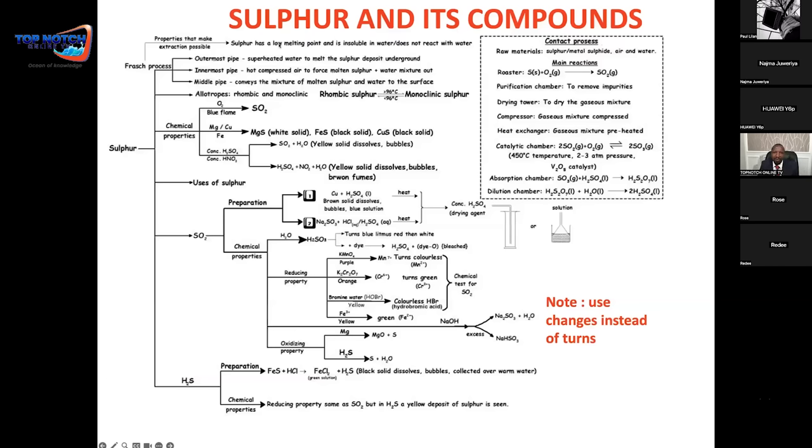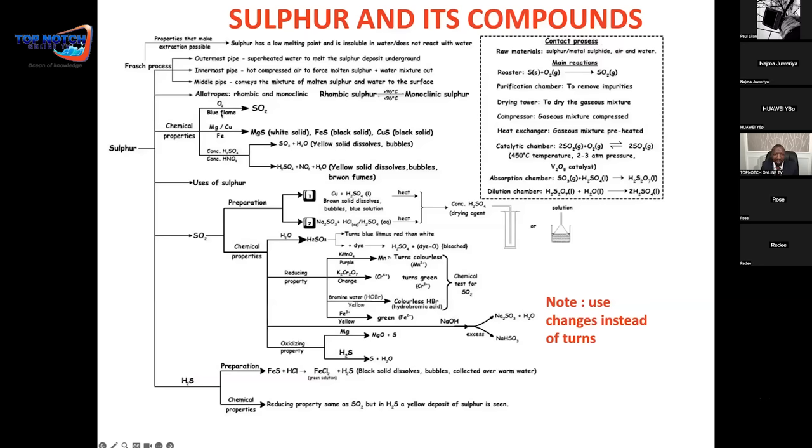And of course, we are able to separate the sulfur and water because sulfur has a low melting point, and also it is insoluble in water, rather, it does not react with water. Then we have the allotropes of sulfur, the rhombic and monoclinic. Make sure that you know how to draw them. Then we go to chemical properties of sulfur. Summarizing that very simply, look at it.